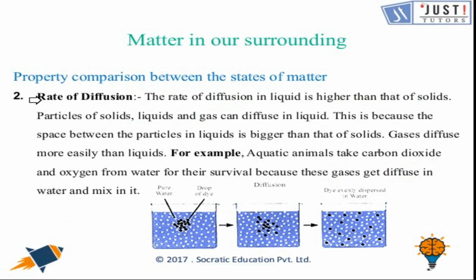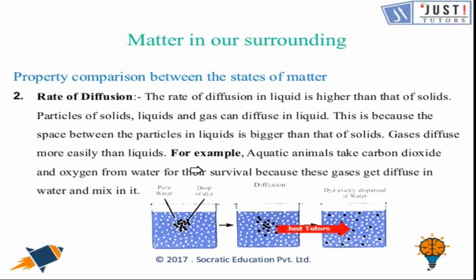Then the second property is rate of diffusion. We discussed diffusion in the previous video. Now we'll talk about rate of diffusion in different states. So the rate of diffusion in liquid is higher than solid, and in gas is higher than liquid, because in liquid we have more space among the particles than solids, and in gases we have more space than the liquids.